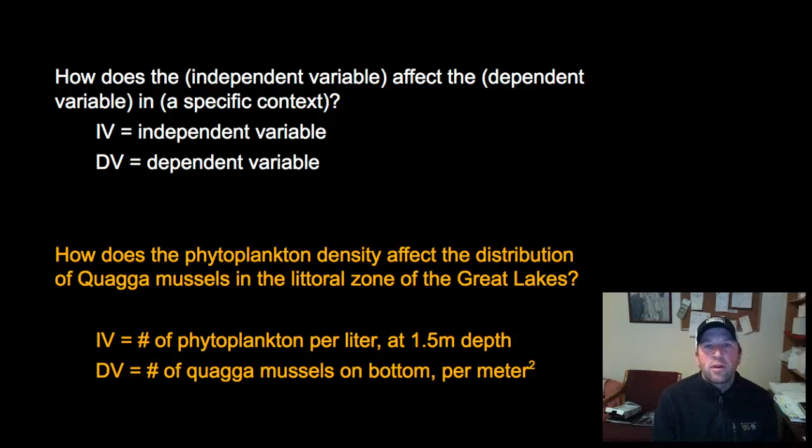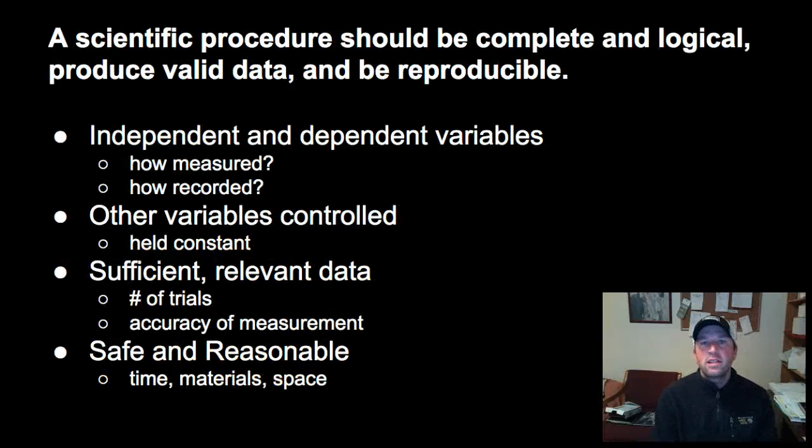And if we were to identify our variables here, we could look at the number of phytoplankton per liter of water at 1.5 meters of depth. We could take some water samples and collect that data. For our dependent variable then, we could look at the number of quagga mussels on the bottom per meter squared. So basically we're looking at what is the relationship between the number of phytoplankton per liter and the number of quagga mussels that we find in that area. So the procedure then is basically just our way of collecting that data.